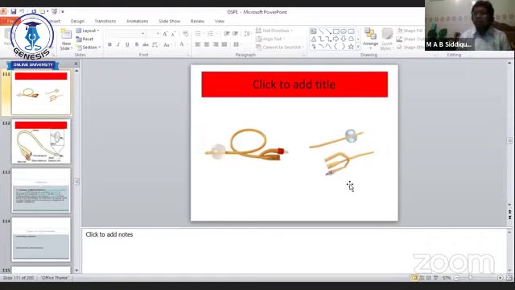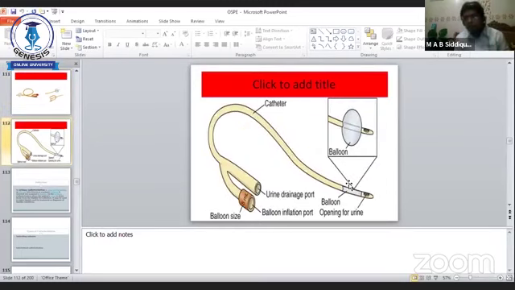This hematuria may clot and may block the catheter. In this case, we use a tri-channel catheter for irrigation. I mentioned the parts of the catheter. There is a picture showing the balloon inflation. For this part, we use distilled water.